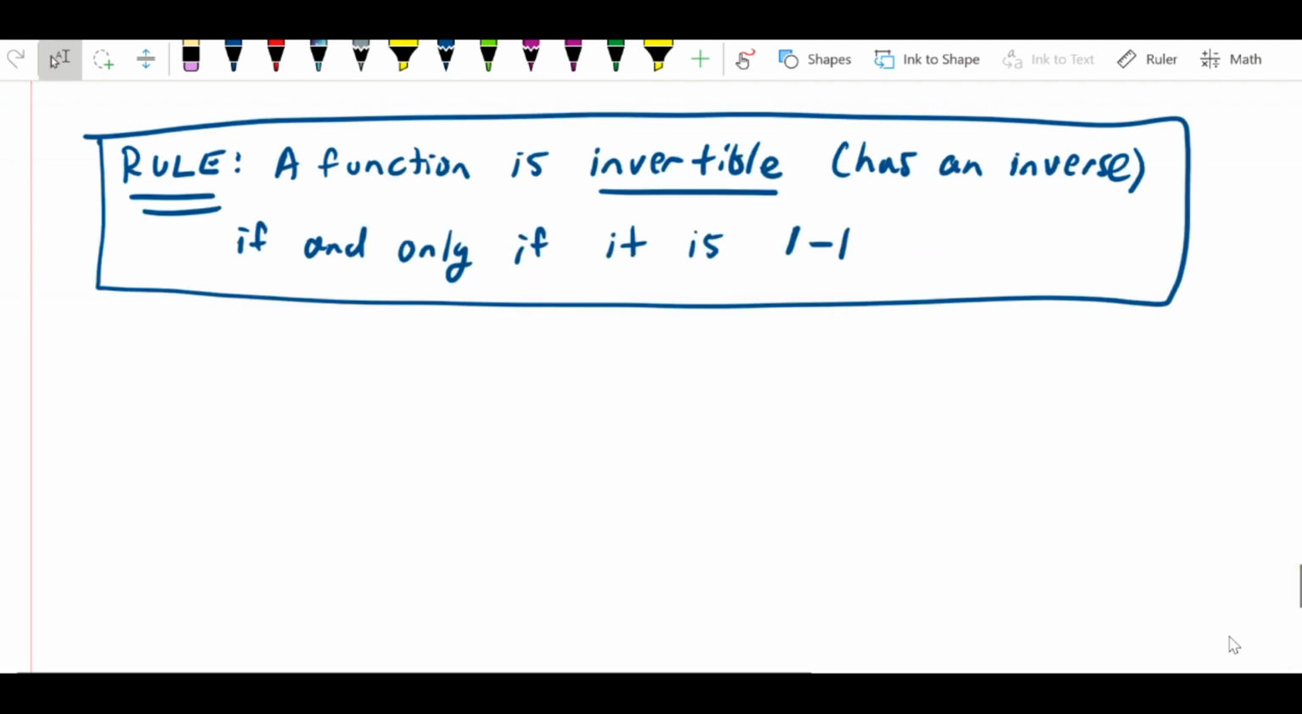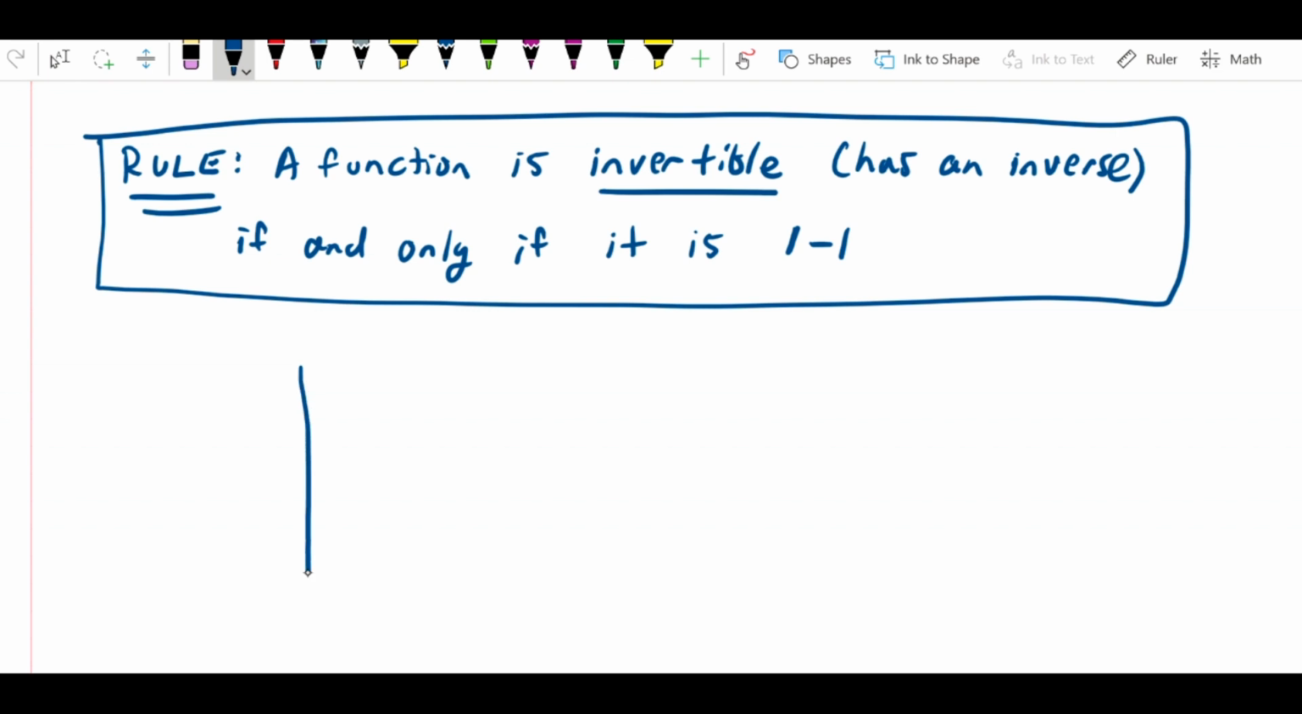So we now get to an important rule that gives us the connection between invertible functions and one-to-one functions. That rule is this: a function is invertible, that is to say it has an inverse, if and only if it is one-to-one. Now that you have the graphical interpretation of inverse functions, you can actually see why.